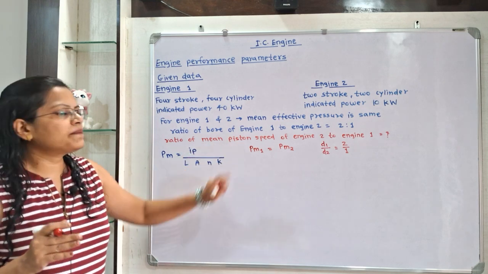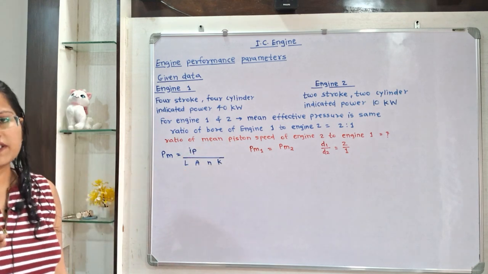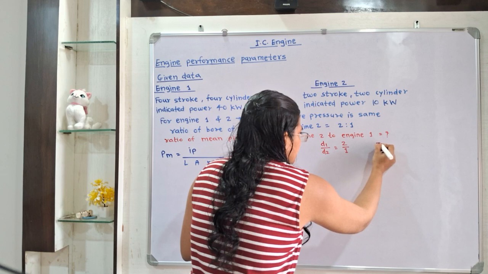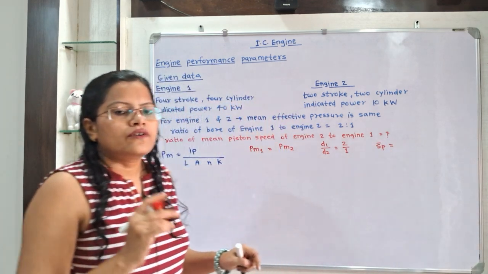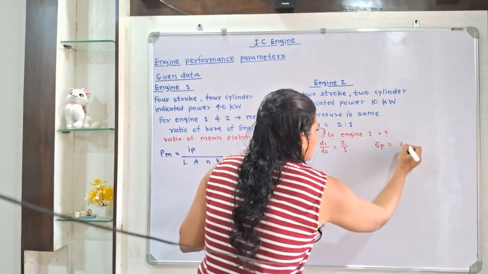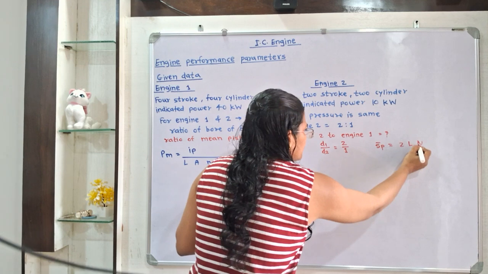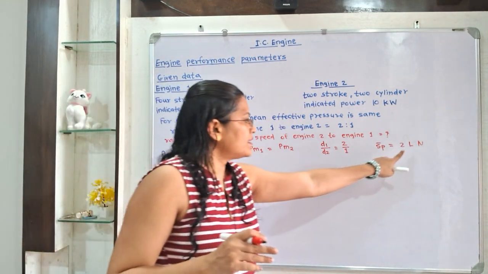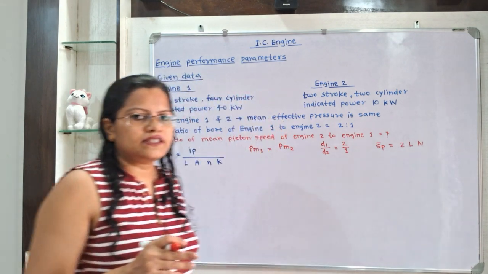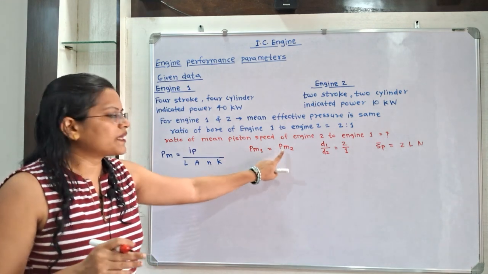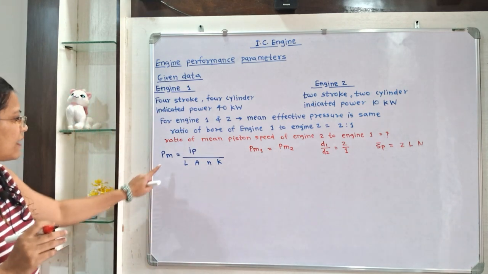So what is this mean piston speed? It is SP bar. How to calculate this? The formula is 2LN, where L is the stroke and N is the speed in RPM. So remember here N is in RPM and L is the stroke. Now if we observe here, the mean effective pressure is given the same. So how to calculate this?